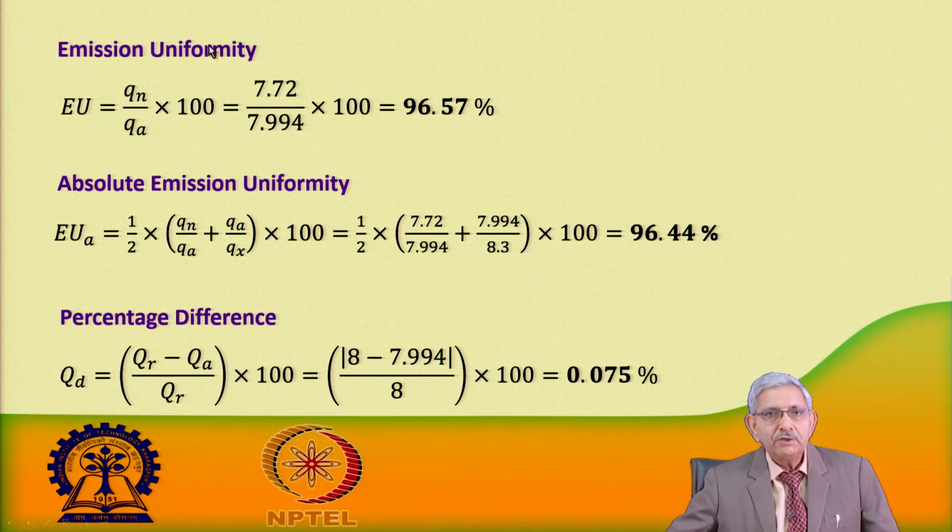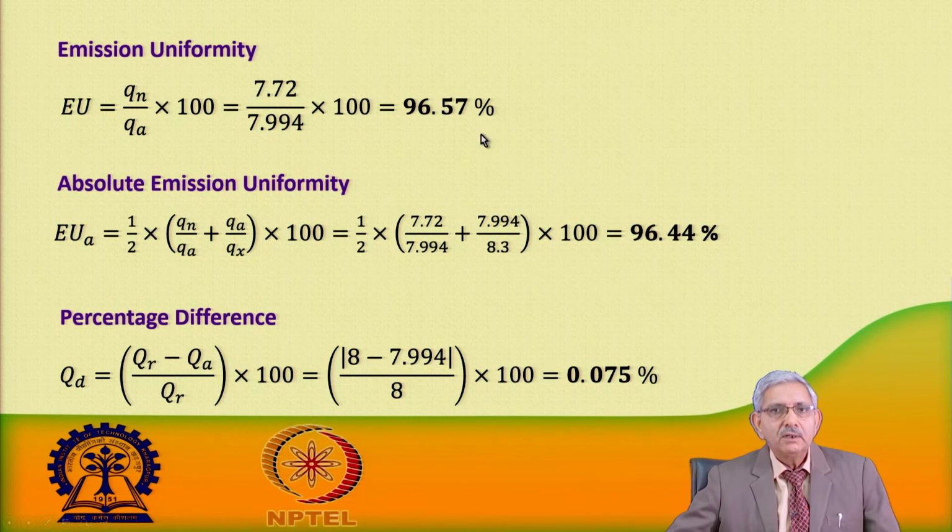So, emission uniformity is given by the ratio of the lowest 1/4 to the average value. The lowest 1/4 we estimated as 7.72, divided by 7.994. This gives a value of 96.57 emission uniformity. It is a very high value, a very good acceptable range.